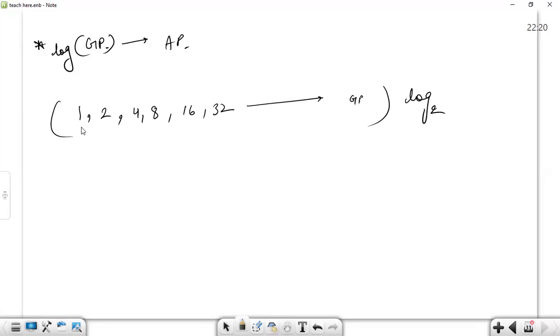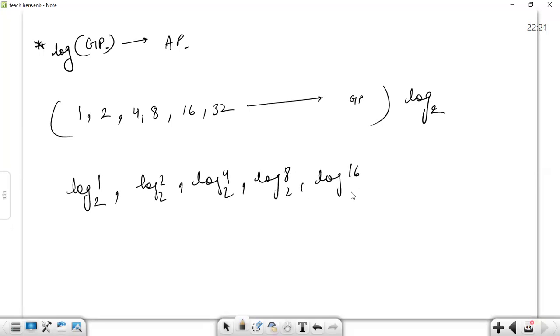Okay. So now, logarithm of 1 is what? Logarithm of 1 to the base 2. Logarithm of 2 to the base 2. Logarithm of 4 to the base 2. Logarithm of 8 to the base 2. Logarithm of 16 to the base 2. Logarithm of 32 to the base 2. Now this has become an AP. Let's solve it. Logarithm of 1 to any base becomes 0. Logarithm of 2 to the base 2 is 1.